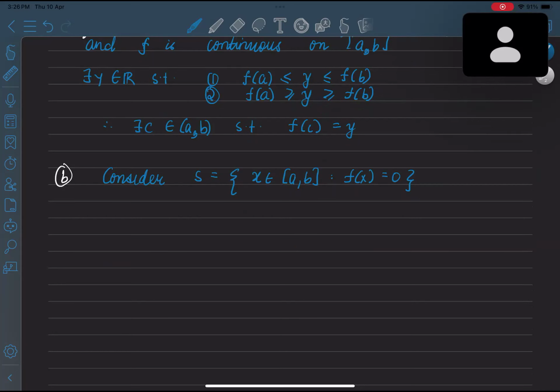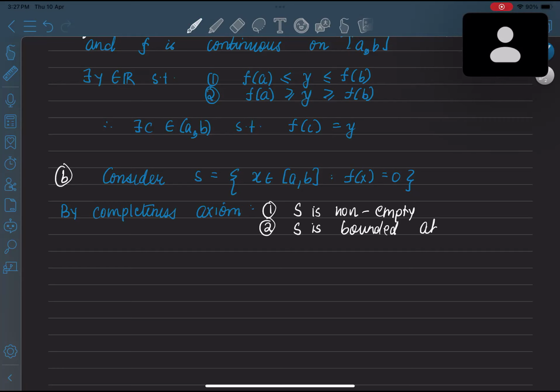So what you want to show, by the completeness axiom, is firstly, S is non-empty. And since we're showing a supremum, it is sufficient to show that S is bounded above. If you want to show both supremum and infimum, you can also show that it's bounded below and therefore bounded from both sides. So we first show that S is non-empty.